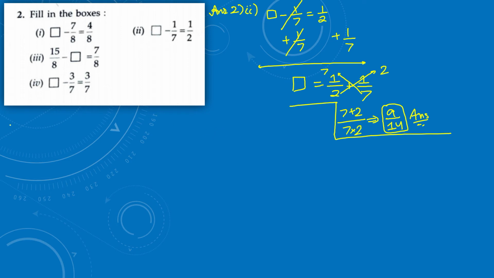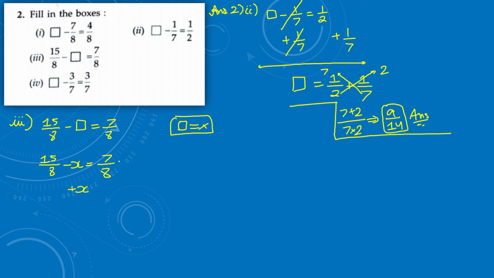Now for the second question, third part, we have 15 upon 8 minus a box equals 7 upon 8. First of all, let the box equal x and substitute this value. So I get 15 upon 8 minus x equals 7 upon 8. Now I'm going to add x to both sides, cancel x from the left hand side, and I get 15 upon 8 equals 7 upon 8 plus x.